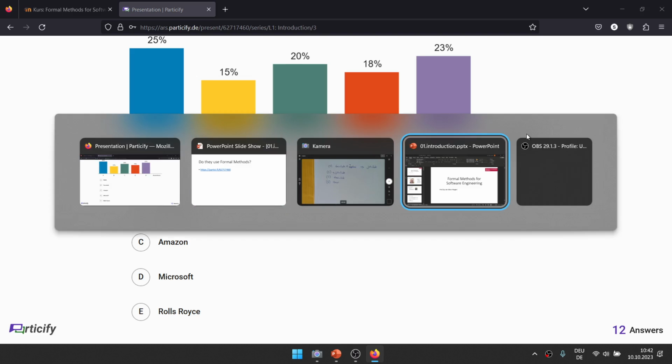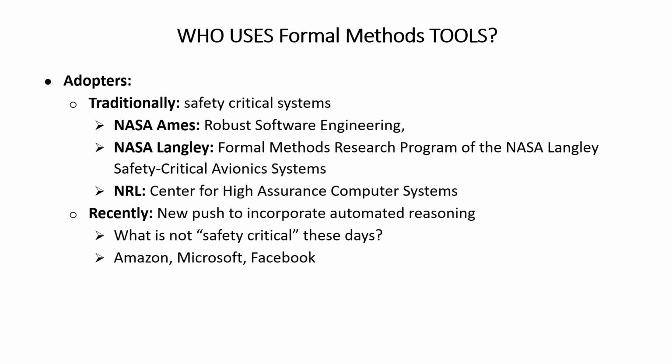But yeah, these are also really big companies, right? Okay, so traditionally, of course, with NASA, it's safety critical systems. You want the space rockets, the satellites, everything. You don't want them to crash. Then they had a formal methods research program at NASA Langley for safety critical avionics systems. Also, you can imagine that in the avionics industry, you also don't want the software in the plane to stop and say, please reboot, right? That's not a good idea.